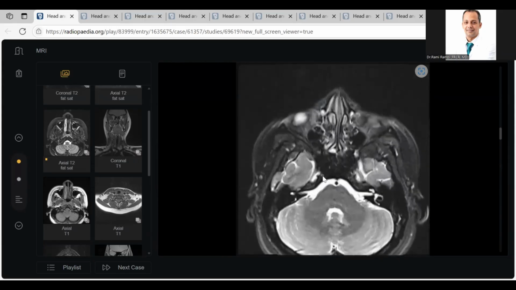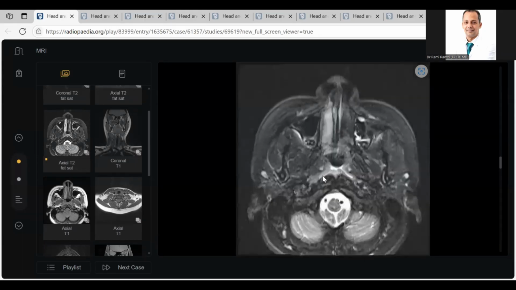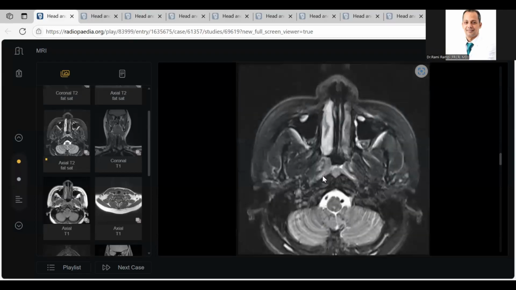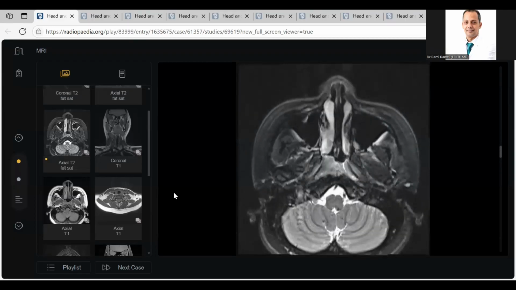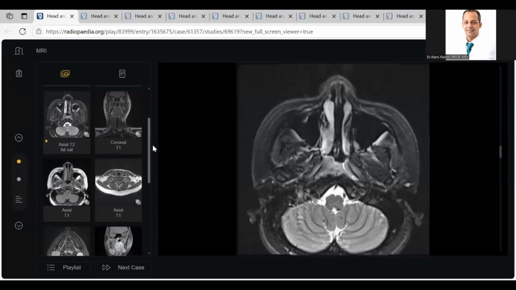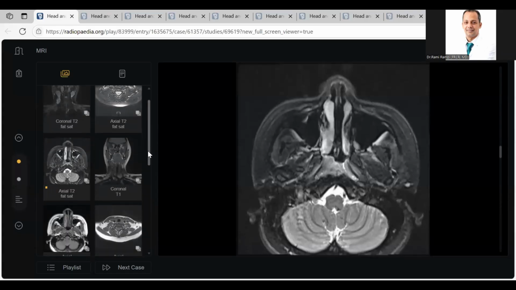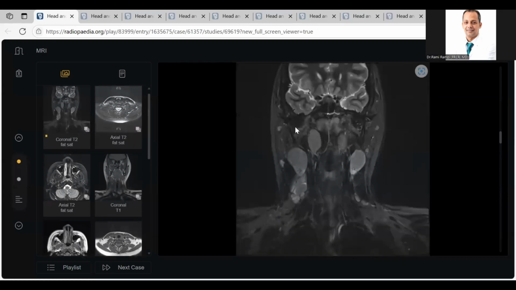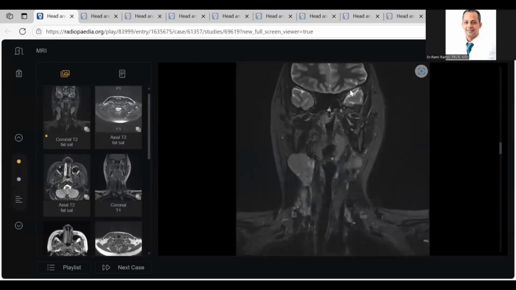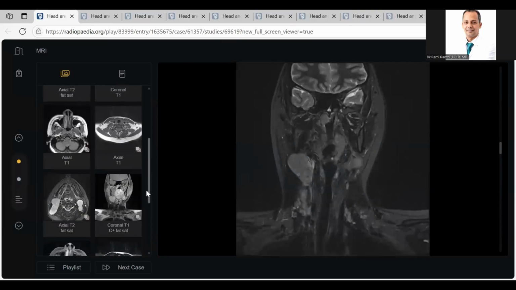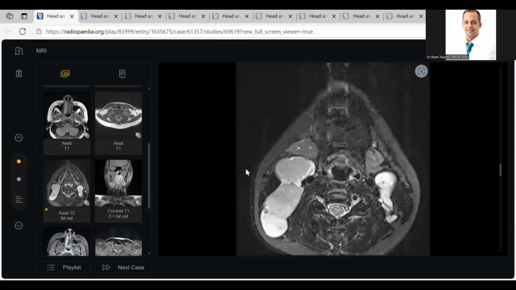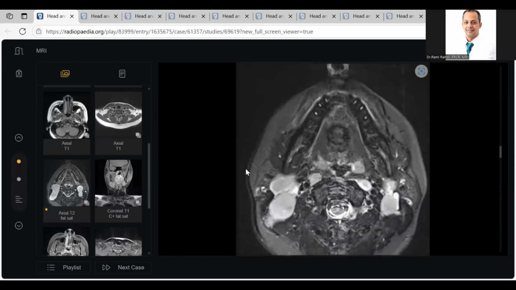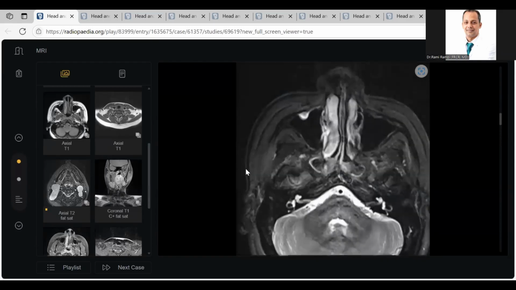What is the name of this region, doctor? I will show you something. What is the name of this region? I have completely blanked now. No problem. Part of the nasopharynx. Fossa of Rosenmuller.